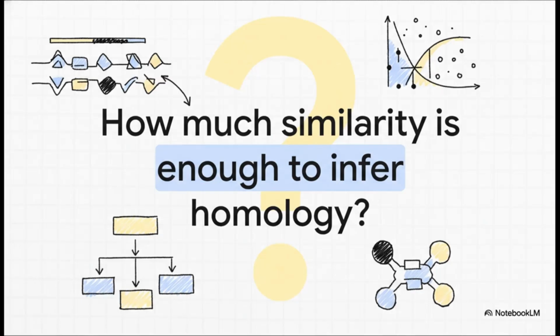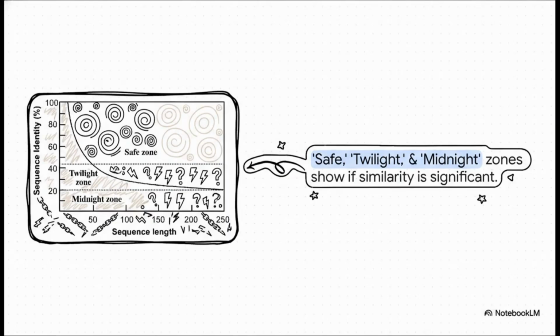Okay, so this leads us to the million-dollar question, right? What's the cutoff? How much similarity do we need to see before we can confidently say, yep, these are homologous? And the answer? Well, it's not one magic number. It actually depends on how long the sequences are and what the odds are of a match happening just by pure random chance. This chart here gives us a really fantastic picture of the answer.